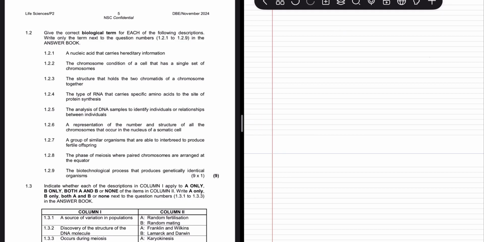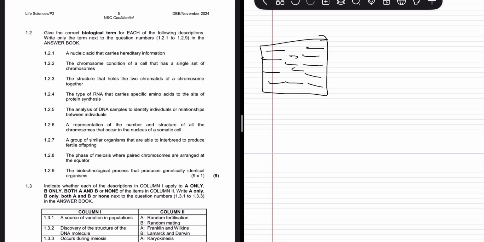Okay. The analysis of DNA samples to identify individuals or relationships between individuals. I have a good idea that in my textbook, this thing had things like this. I don't know if you guys also thought of the same thing when I read that question. I'm just like, what DNA? Because I know it's not going to be in any of the questions that I've been cramming before this exam, but let's use it. So let's go.